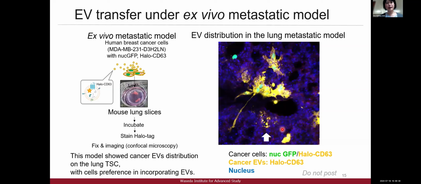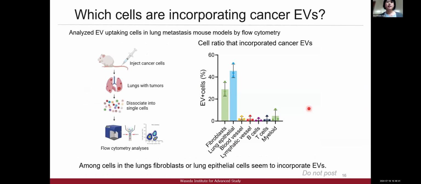So what are these cells? How can I identify which kind of cells they are? I decided to analyze comprehensively using flow cytometry.